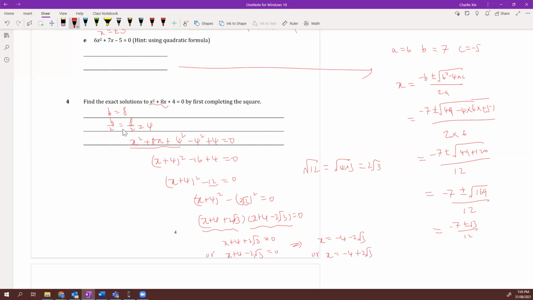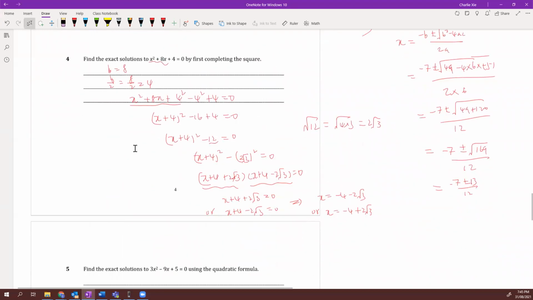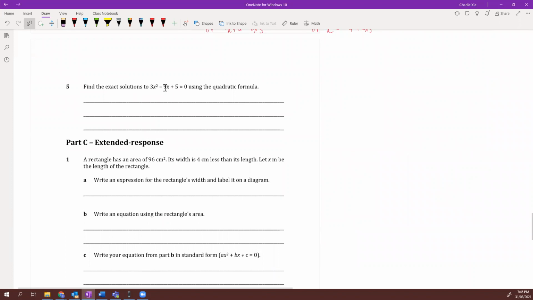Plus 2 root 3. Okay. Let's move this to the outside. All right. Okay, question 5. Find the exact solution to that using the quadratic formula.